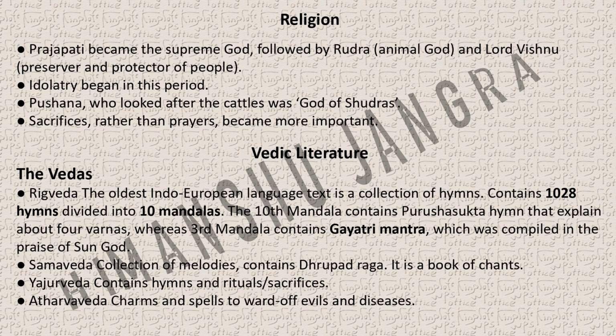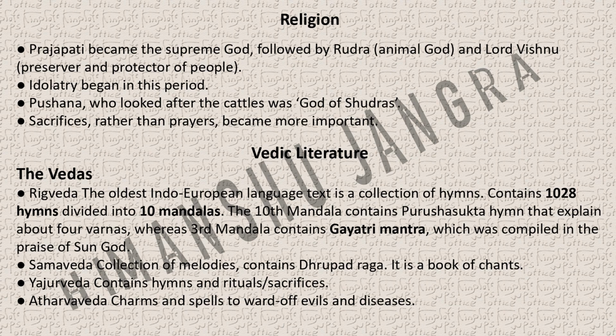Vedic literature. The Vedas. Rigveda, the oldest Indo-European language text, is a collection of hymns. Contains 1028 hymns divided into 10 mandalas. The 10th mandala contains Purusha Sukta hymn that explains about 4 varnas, whereas 3rd mandala contains Gayatri mantra, which was compiled in the praise of sun god.